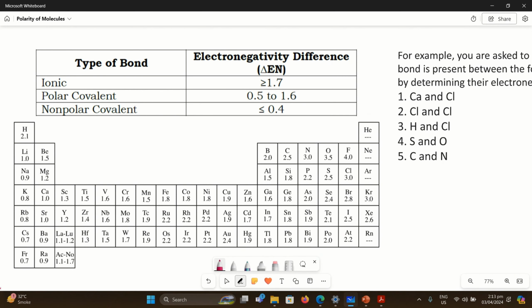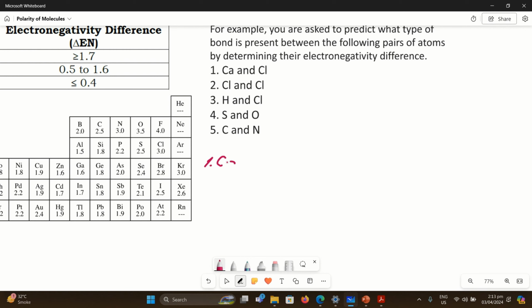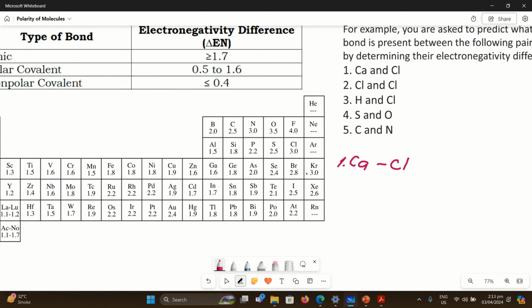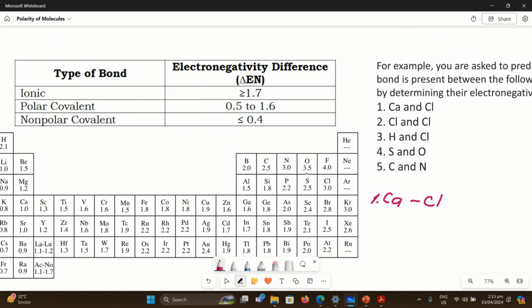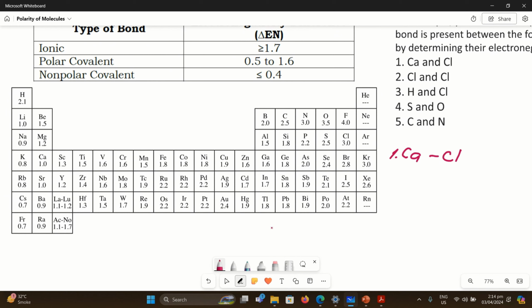Okay, so we have here an example. You are asked to predict what type of bond is present between the following pairs of atoms by determining their electronegativity difference. Okay, subtract, we have Ca minus Cl. So, in subtraction, mauna dapat yung higher number. Then subtract. As you can see, we don't have a negative sign here. That's why we have to follow the positive one. So, the higher number, then subtract with the lower number. So, we have calcium.